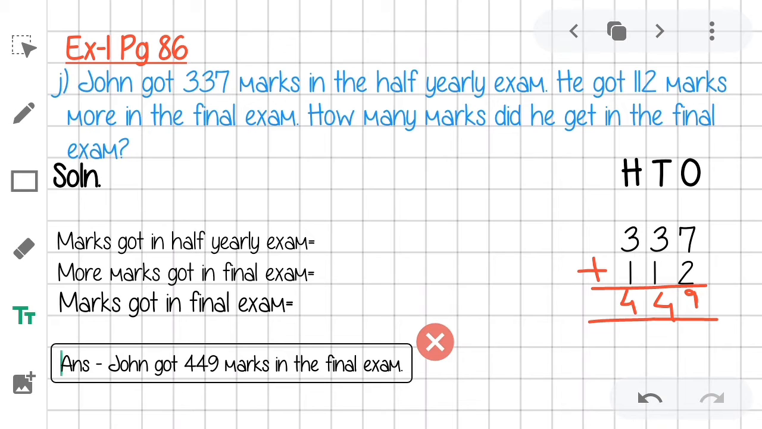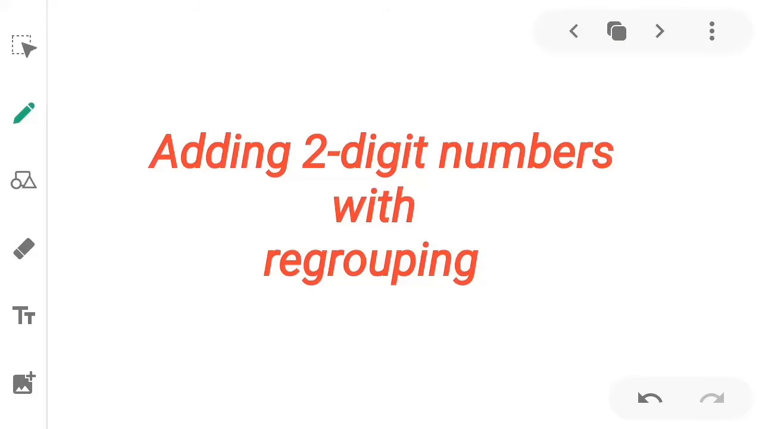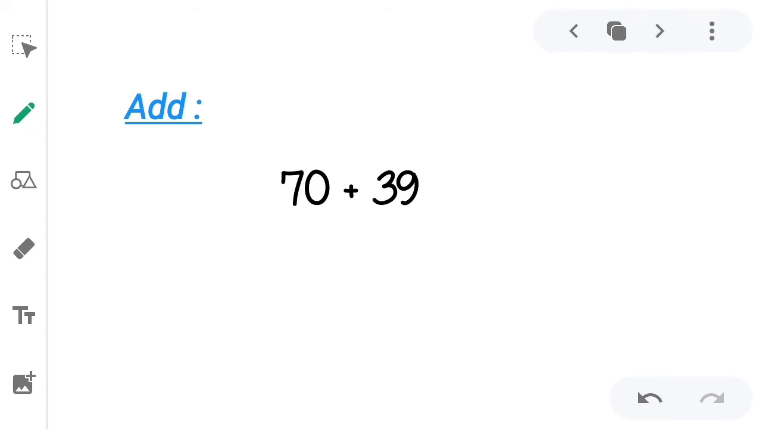So children, this is the way how we will solve the story sums for this topic. The next topic that we will do now is adding two-digit numbers with regrouping. Regrouping means carryover. So the first question that we will see is 70 plus 39.